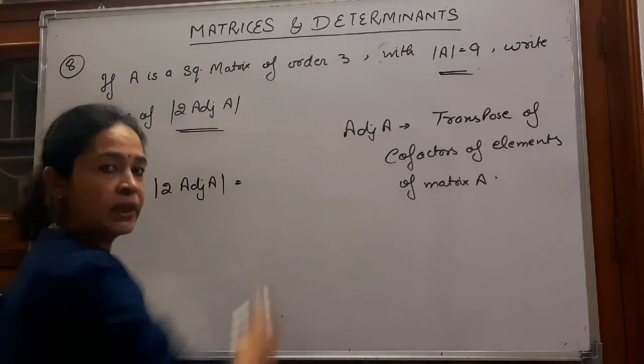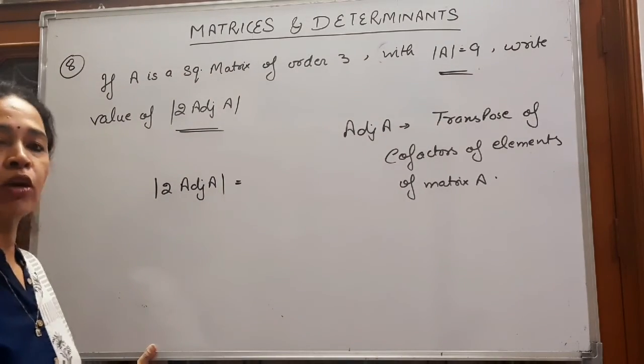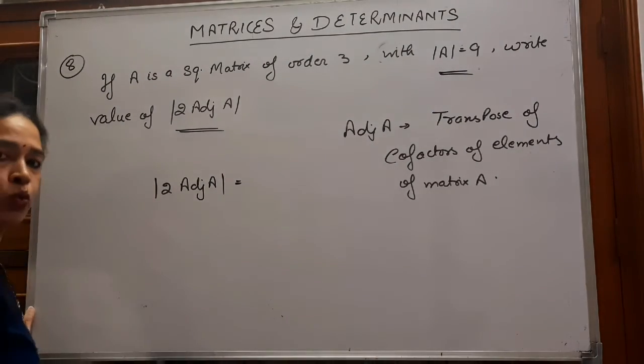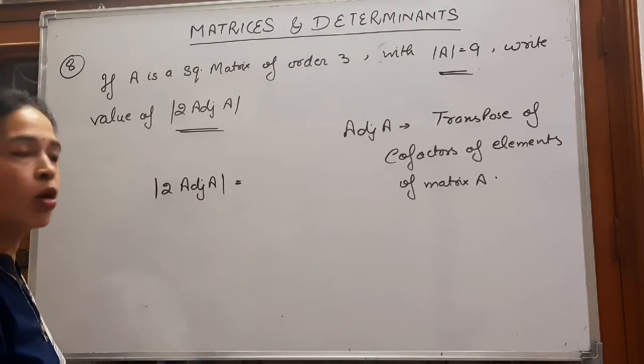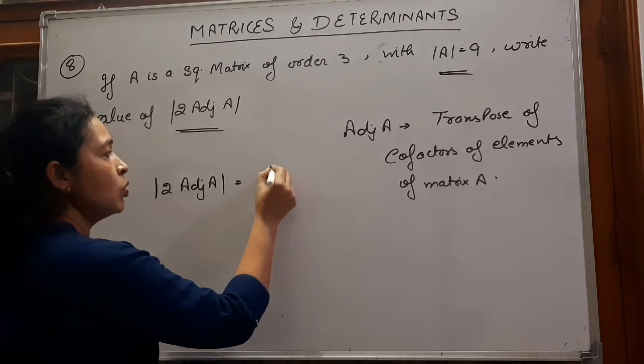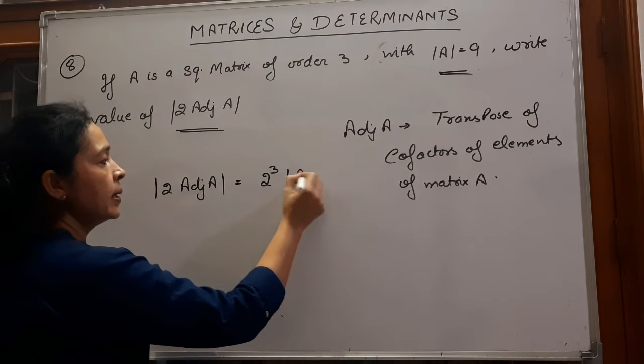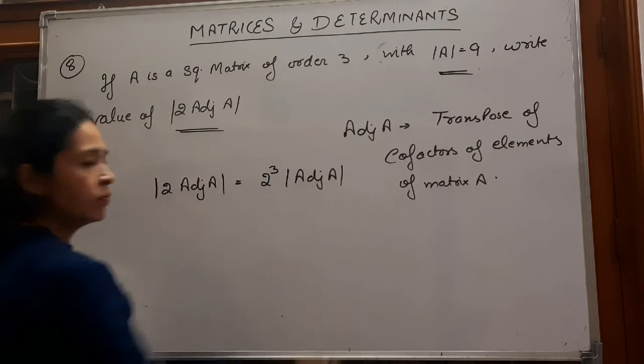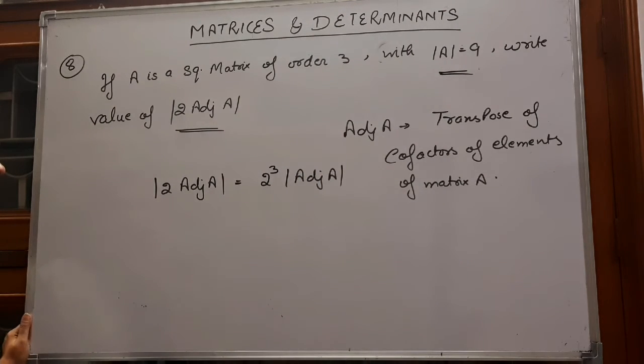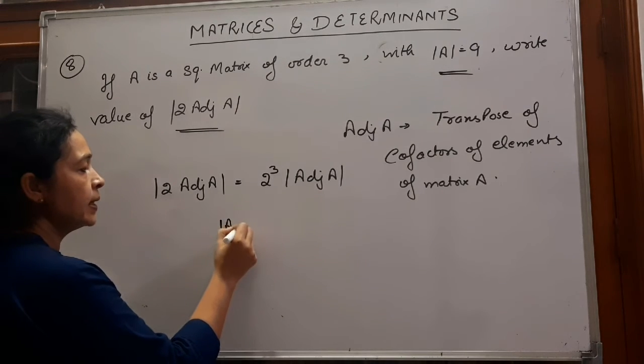We have order 3, meaning we have 3 rows and 3 columns. We will take out 2 from each row as common. We have 3 rows, so we will get 2 to the power 3 outside. Adjoint A is left with the determinant sign. Clear?